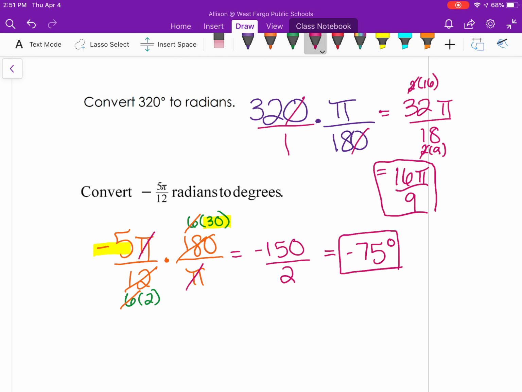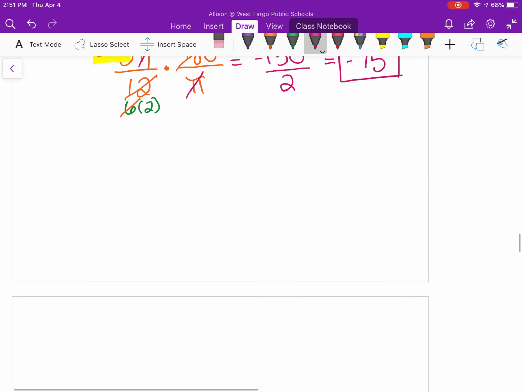So negative 75 degrees. Well, we could have simplified 2 and 30 one more time, but that works just like that as well. You could also have multiplied straight across and then divided by 12 in the end. So there are multiple ways to get to that answer. I think simplifying first is easier, in my opinion, anyway.